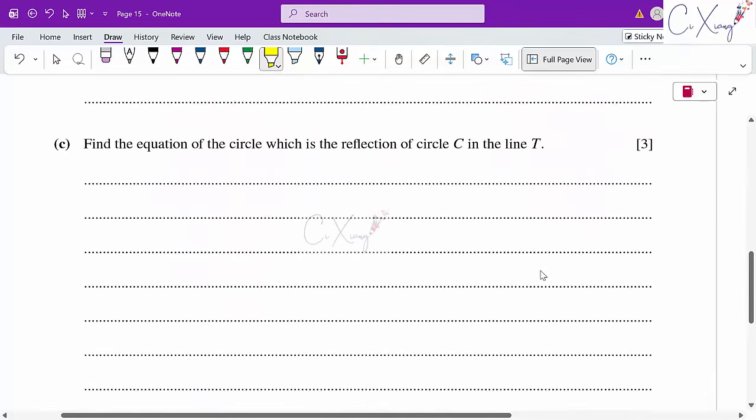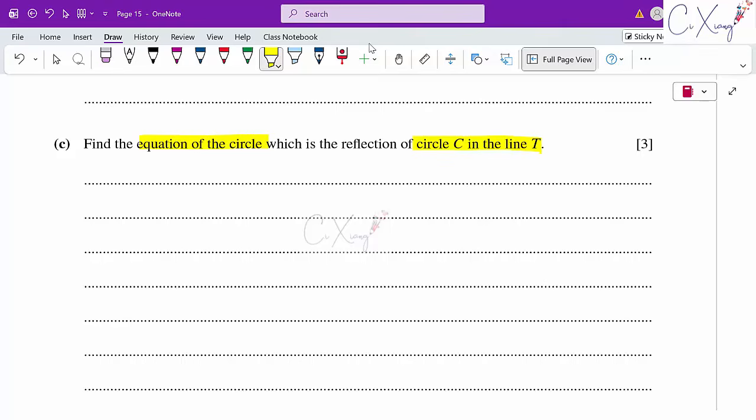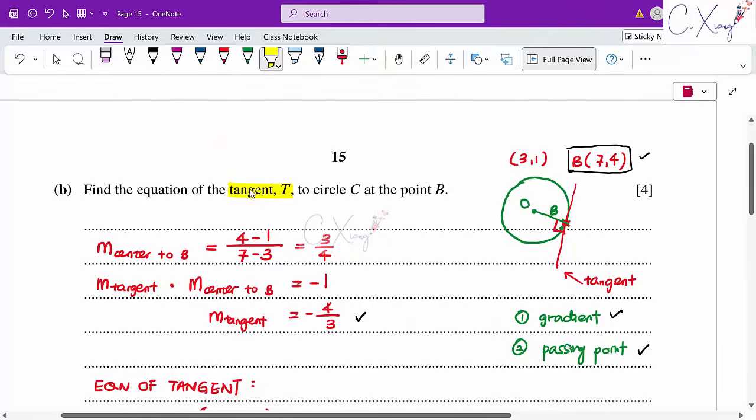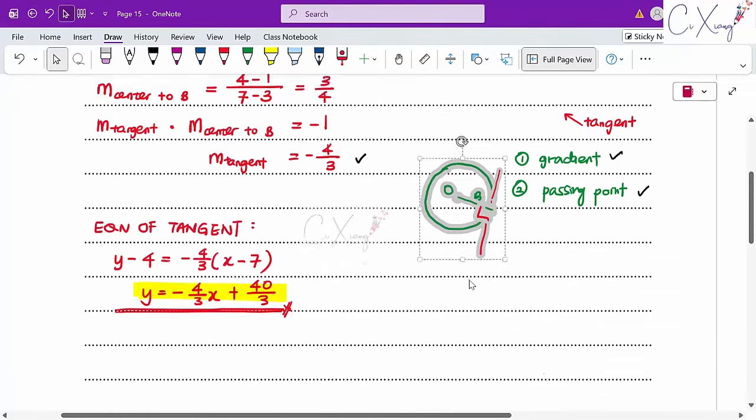Now they want us to find the equation of the circle where it is the reflection of circle C in the line T. Okay, equation of the circle. I have another circle, but it is actually the reflection of the circle C in the line T. So let us go and have a look again. What is the line T? What does the line T mean? So the line T is basically your tangent line, right? I try to shift this one to the next part. Okay, so let's shift it.